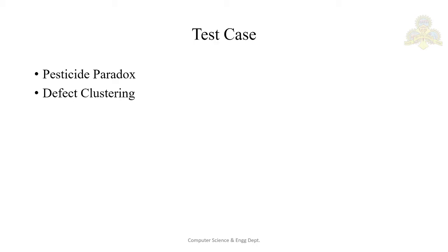If you use the same pesticide again and again on the insects, they will become immune to that particular pesticide, right? Your software is also something similar to this. If you use the same set of test cases again and again on the software, you may not uncover the defects. Okay, so it is not a good strategy to repeatedly use the same test cases. That means you have to keep changing your test cases. So this is pesticide paradox.